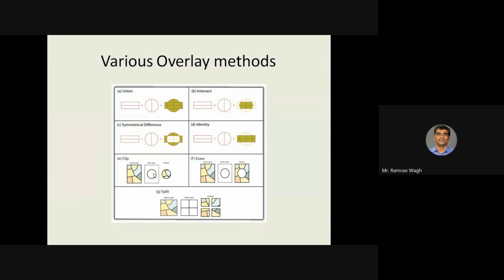I can also remove some part. Suppose from the map, some part does not belong to me or to my property, so I can erase it. I can also split. Just like clip, which is internal, I can split the imagery or data into four different options.